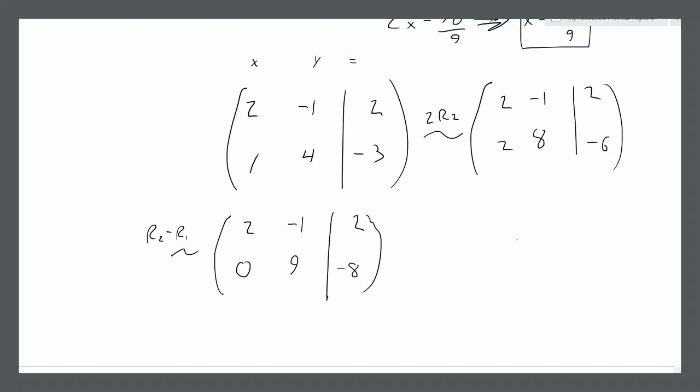Okay, and next we are going to divide row 2 by 9, right? Because we want a 1 in the bottom there. So row 2 divided by 9, so we have 2, negative 1, 2, and then we have 0 divided by 9 is 0, 9 divided by 9 is 1, negative 8 divided by 9 is negative 8 over 9.